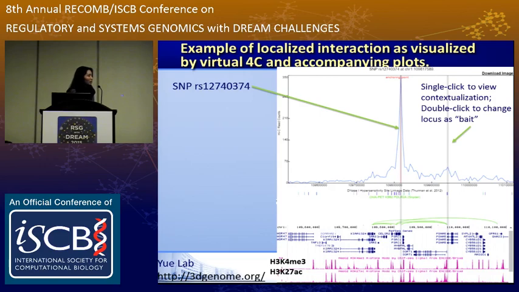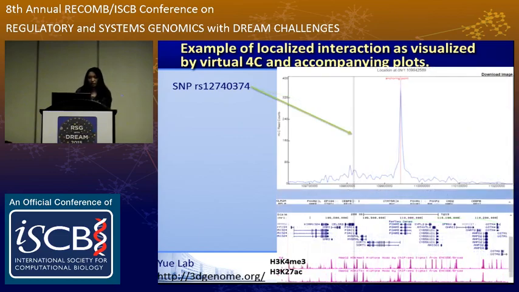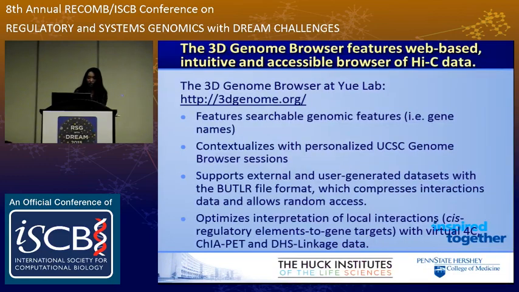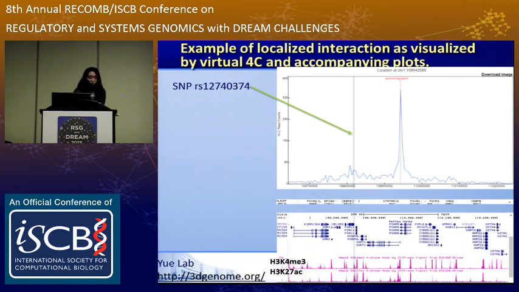So here's the TSS. And then if we want to navigate this more, we can double click on this region to center it here. And then the SNP is actually here now. And we can see that the peak holds over here as well, even if we change the center.